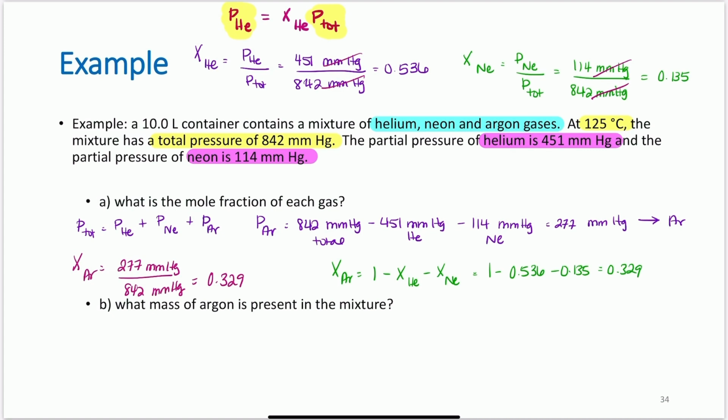I don't care which way you do it. It does not matter to me. Both of them are going to get you the same answer. But in summary, the mole fraction of helium is 0.536. The mole fraction of neon is 0.135. And the mole fraction of argon is 0.329.